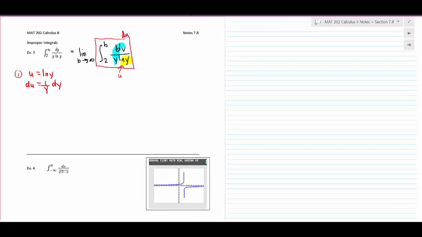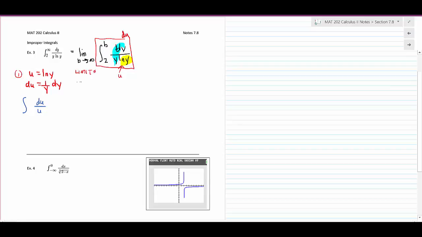Our integral is going to be, and we're not going to worry about the limit, we're just going to do the integral. I need to change my limits of integration too. It's a good idea to just do that. Let's go ahead and get this set up. So what we have is du over u, and then your limits of integration.